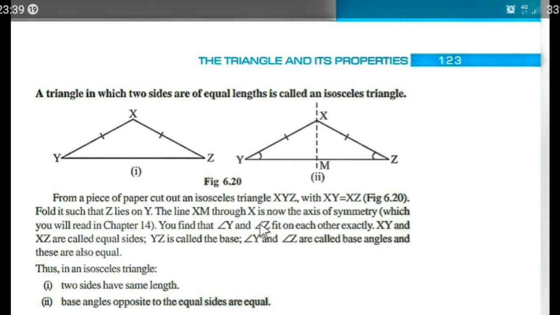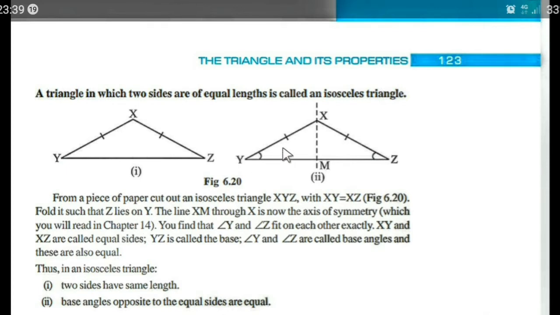The line XM through X is now the axis of symmetry. XM is the axis of symmetry, which means these two parts are identical, symmetrical. Now you find that angles Y and Z fit on each other exactly. XY and XZ are called equal sides. YZ is called the base. Angle Y and angle Z are called base angles, and they are also equal.